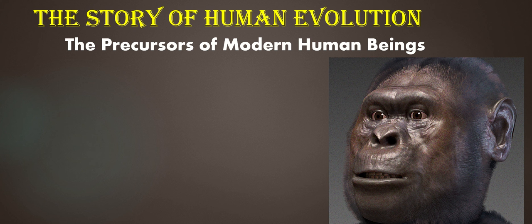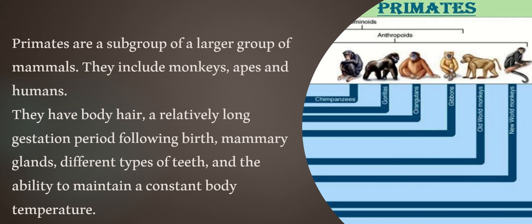And now we will discuss the story of human evolution. So, primates. We need to understand primates. Why? Because these are the initial level species. This is a small subgroup of the larger group of mammals. This includes some monkeys, apes, and humans too. And there are some special characteristic features like body hair, gestation period, or glands, teeth. These are all special characteristic features of primates.